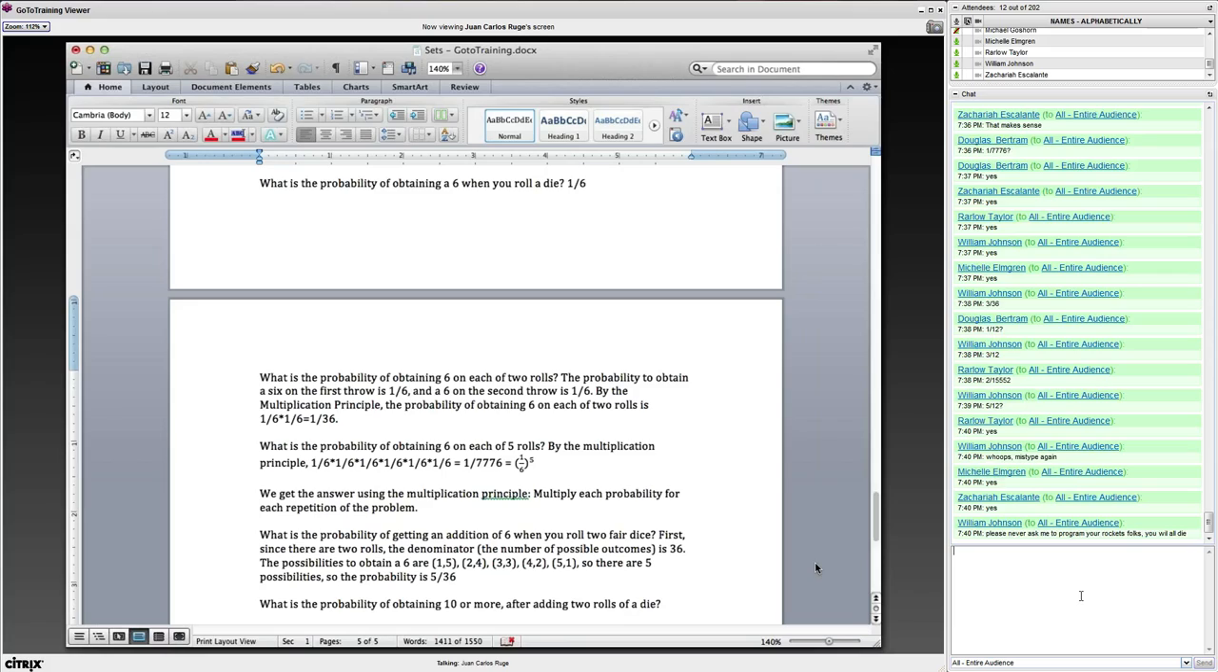What is the probability of obtaining 10 or more after adding two rolls of a die? No, William. No. Oh, yes, Michelle. Yes.